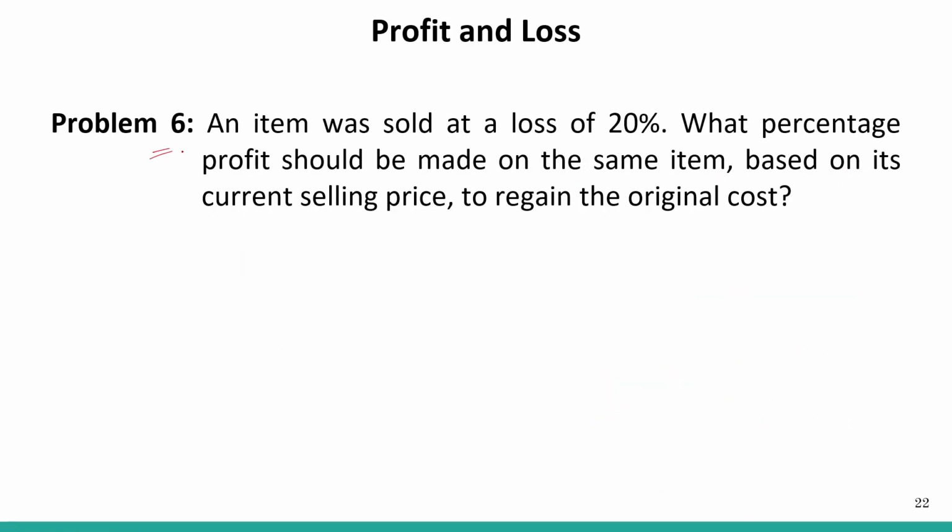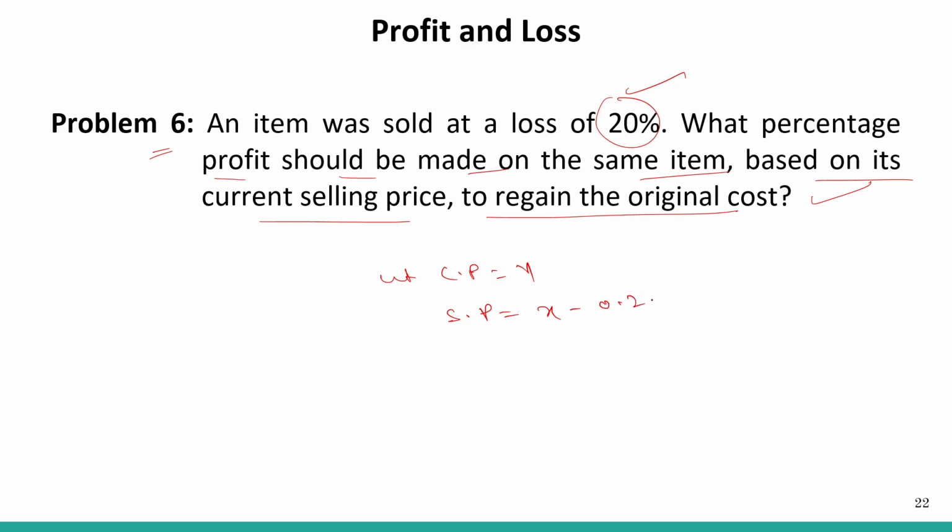So let's go for problem number 6. An item was sold at a loss of 20%. What percentage profit should be made on the same item based on its current selling price to regain the original cost? So the item was sold at a loss of 20%. Let CP be equal to X. So SP is equal to X minus 0.2X, right? Because the loss will be 0.2 into X. That is, 20% is the loss percentage, so its decimal form will be 0.2.